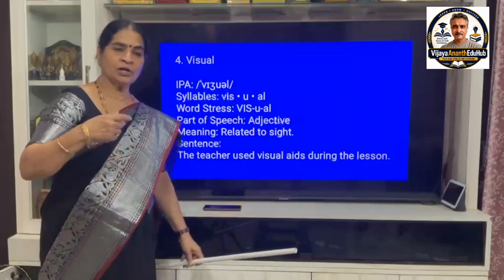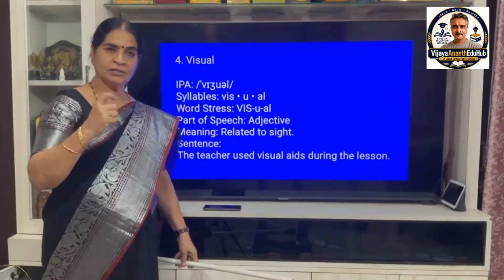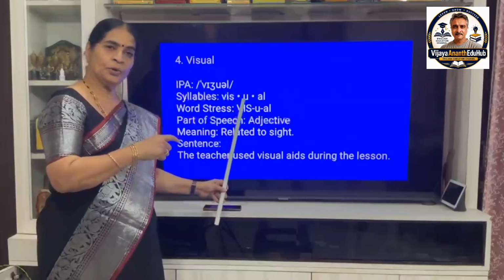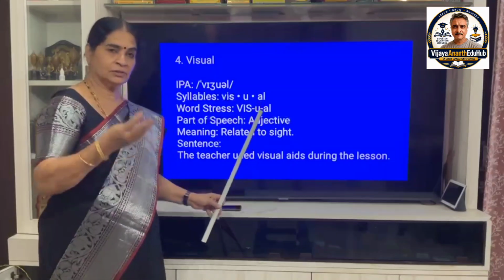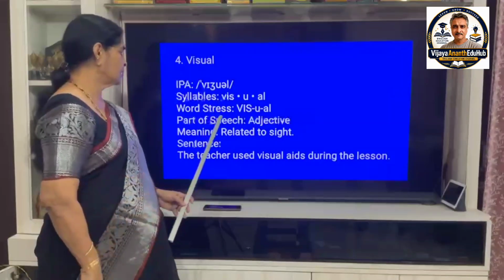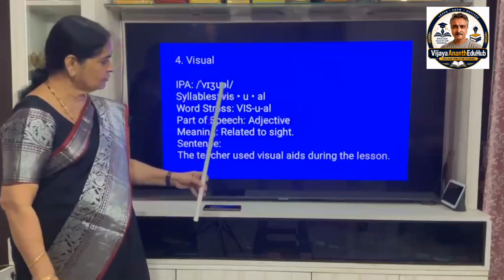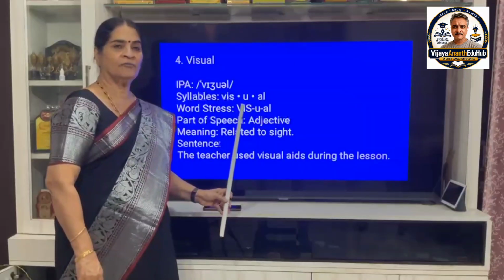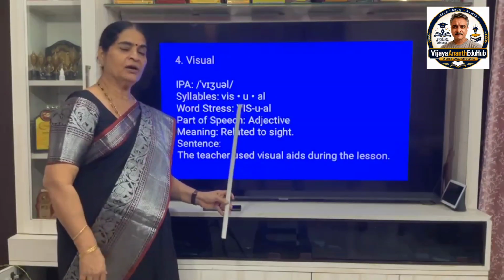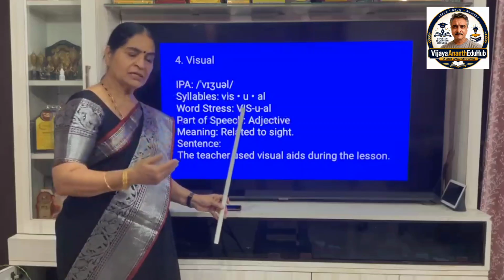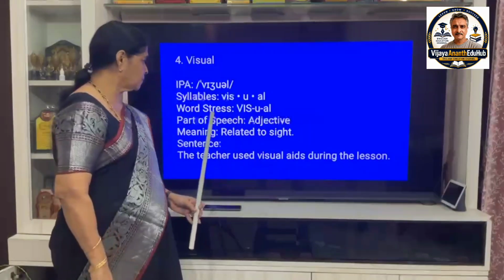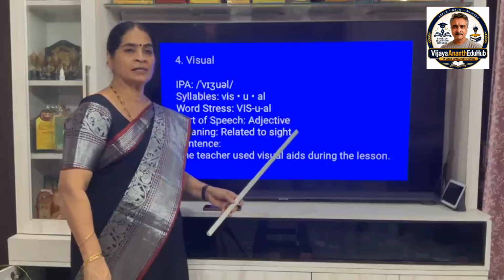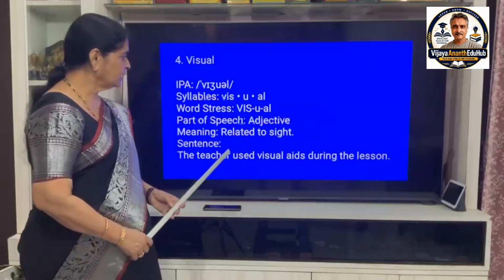Visual: e vowel sound, u another vowel sound, second one, third one, al. So three syllables are there. Word stress is on the first syllable, like visual, vision, visible. All these words are stressed on the first syllable, and it is also an adjective. Related to sight.